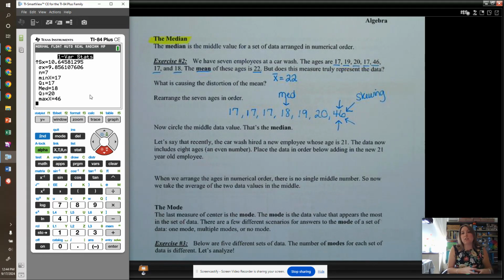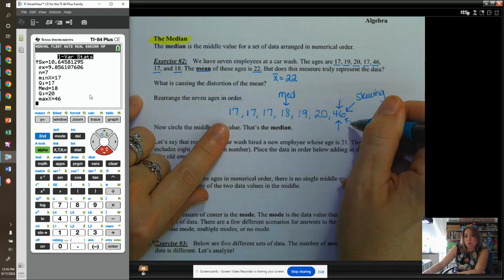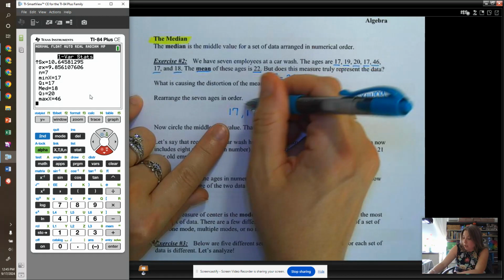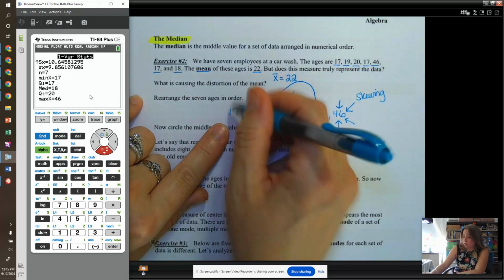So that's the reason in this case, because you've got this skewed piece, the median is the best measure of center. Okay? The median is the best measure of center in this case because your data is moved this direction thanks to the 46. Okay? We've got a tail and then a boom over here. This is your tail.